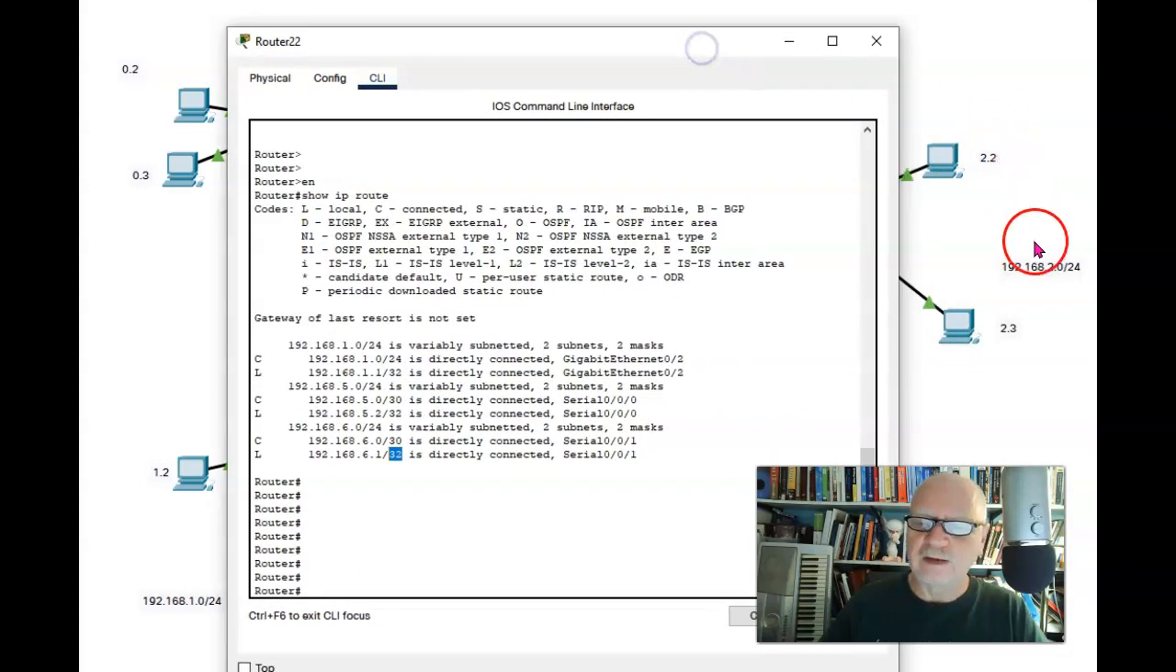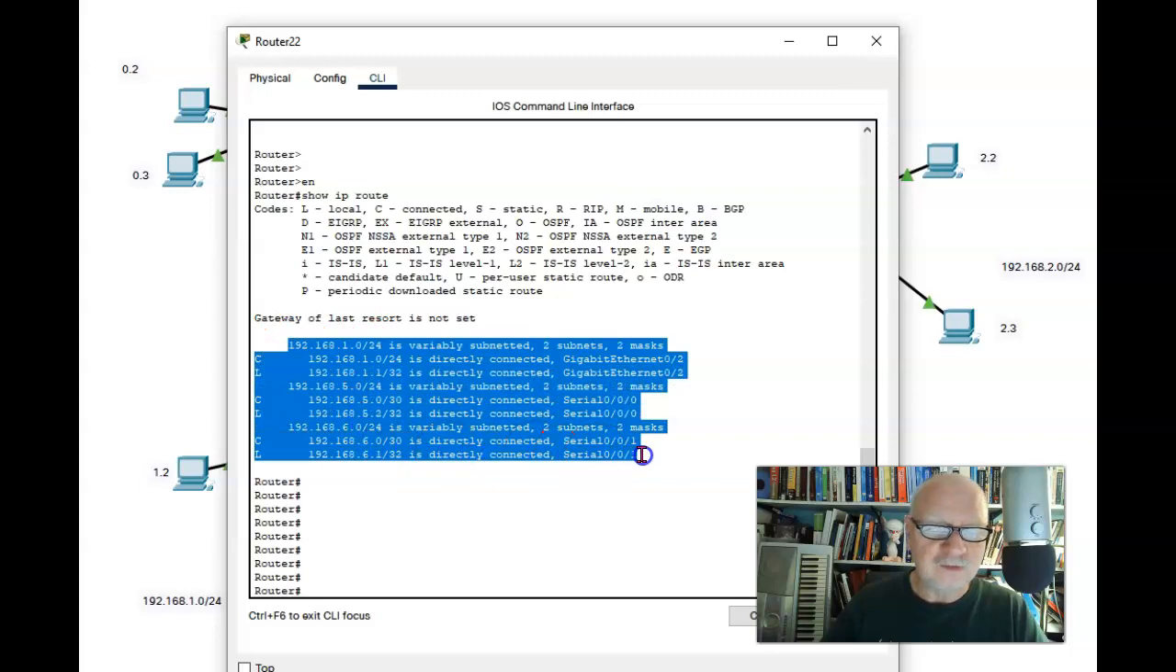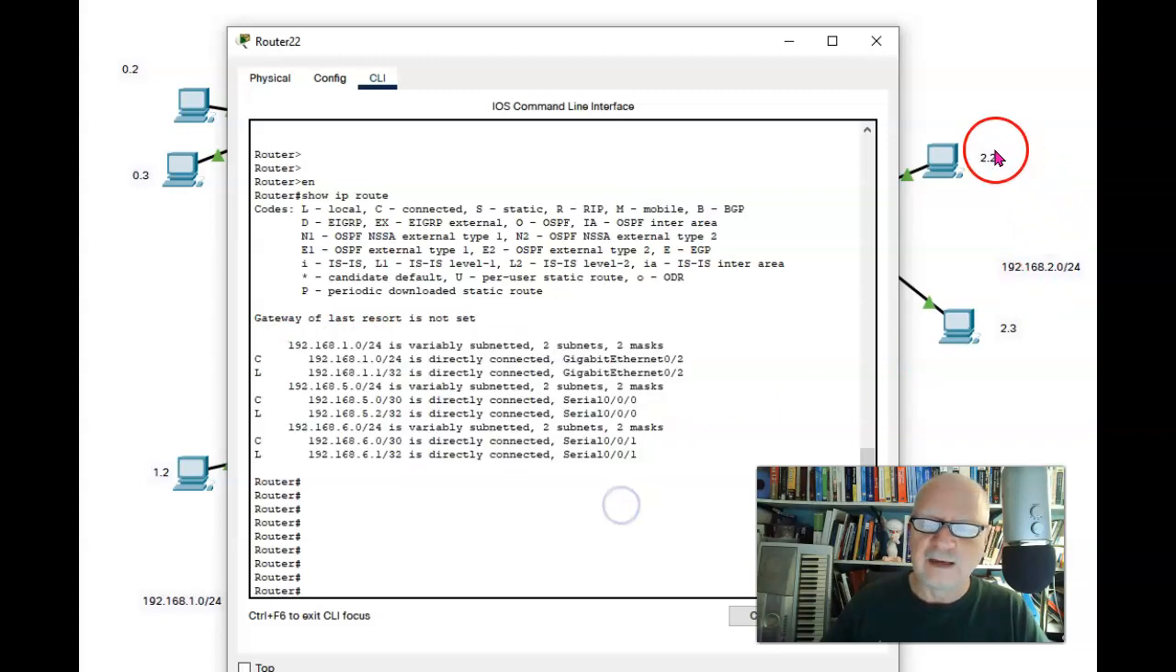Notice it doesn't know anything about the 192.168.2.0/24 network. It doesn't know how to get there. And because it doesn't know how to get there, it had no way of sending that packet up there. In the next video then, we're going to look at the first way that we can remedy that problem, and that is through a static route, a manually configured route.